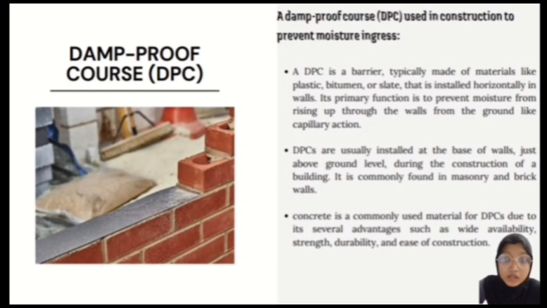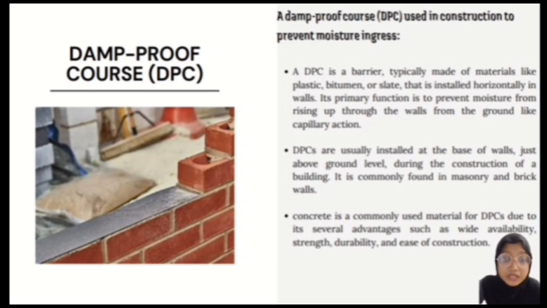Besides, a DPC is a horizontal barrier installed in a wall to prevent the upward movement of moisture from the foundation or surrounding soil. It is typically a thin layer of impermeable material such as concrete, asphalt, bitumen or plastic that is embedded in the mortar course of a wall. The primary function of a DPC is to prevent dampness from rising up the wall and entering the building, which can lead to structural damage, decay, and health issues.